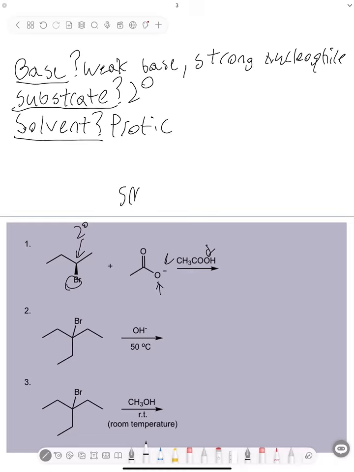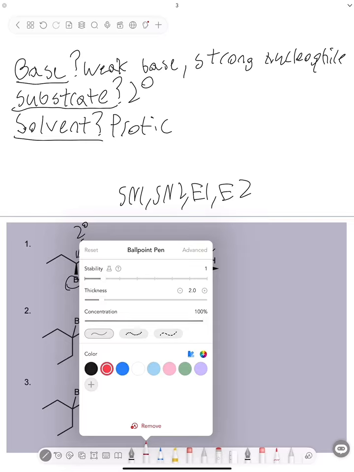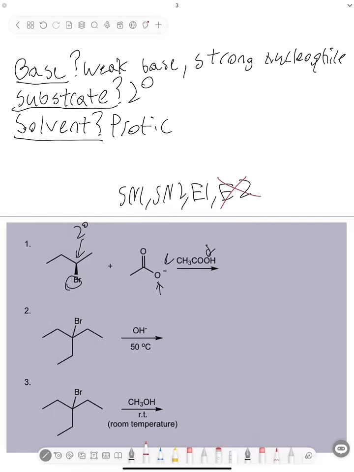We have SN1, SN2, E1, and E2. Right off the bat, we can eliminate E2 because an E2 reaction requires a strong base and we have a weak base. Now for E1, this prefers a tertiary carbon, and SN1 also prefers a tertiary carbon, and we have a secondary carbon. And these still can react with our secondary carbon, but only under neutral conditions.